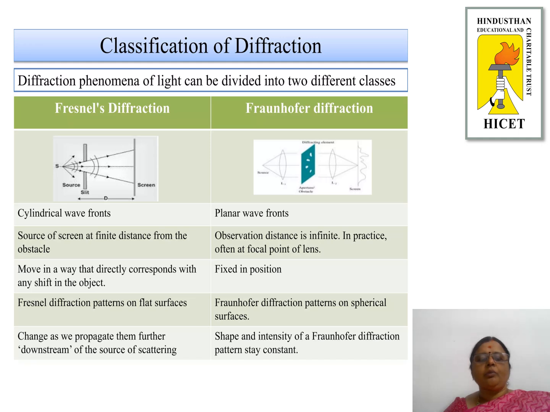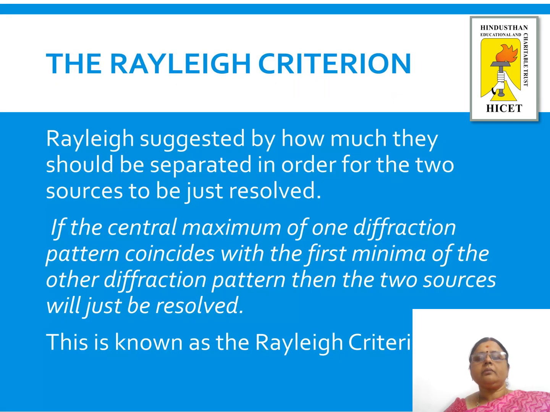Fresnel diffraction moves in a way that directly corresponds with any shift in the object, whereas Fraunhofer diffraction is fixed in position. Fresnel diffraction patterns occur on flat surfaces, whereas Fraunhofer diffraction patterns occur on spherical surfaces. Fresnel diffraction changes as we propagate further downstream of the source of scattering, whereas in Fraunhofer diffraction the shape and intensity pattern stay constant. Let us see the next, the Rayleigh criterion.